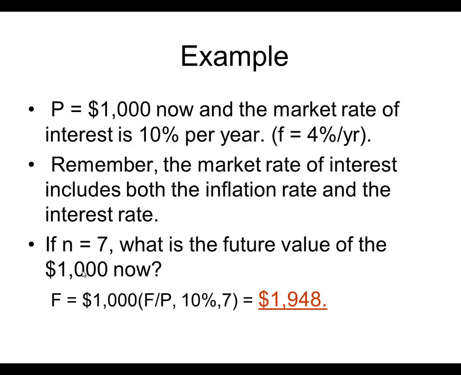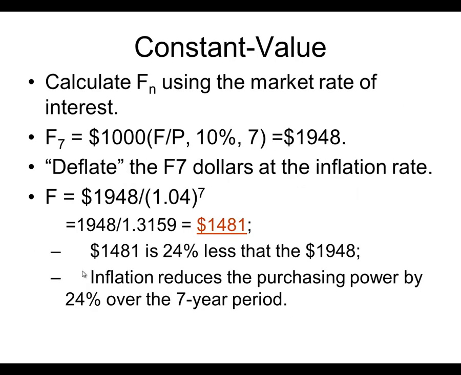The future value will equal 1000 multiplied by the factor F given P with 10% and 7 periods, and that will equal $1,948. If we calculate the constant value for this example, then we need to remember that F after 7 years with 10% including inflation is equal to 1,948.